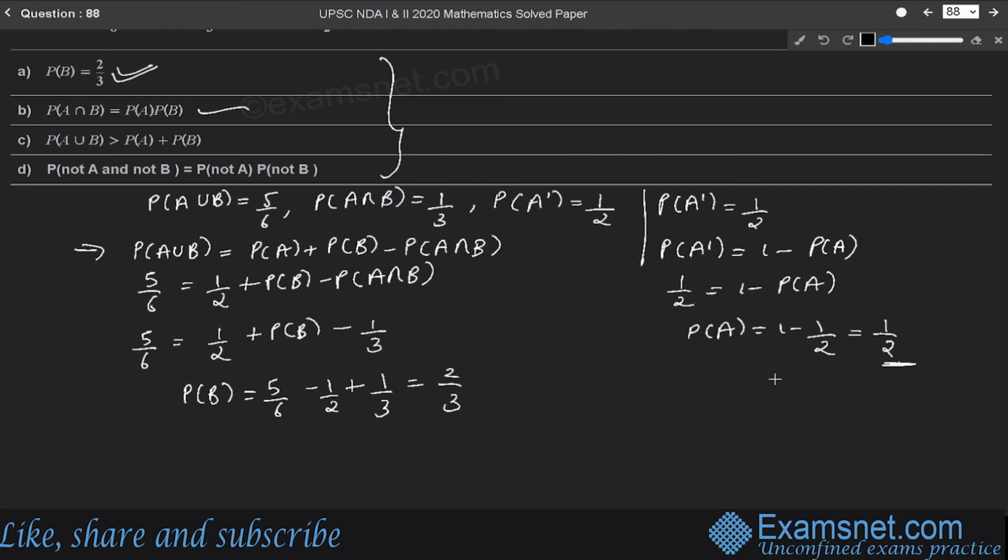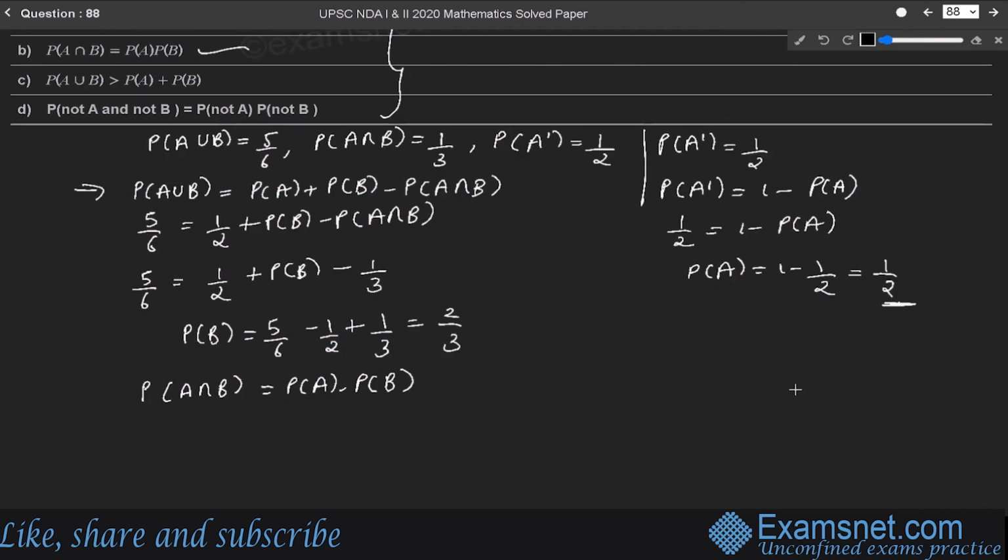Second statement says that P of A intersection B is equals to P of A into P of B. So let us see whether it is correct or not. P of A intersection B is 1 by 3. So 1 by 3 is equals to P of A is 1 by 2 into P of B is 2 by 3. So again it will be equals to 1 by 3, means second statement is also completely right.